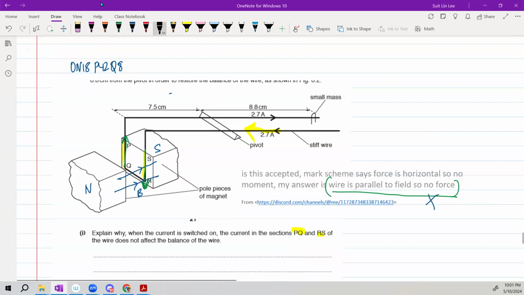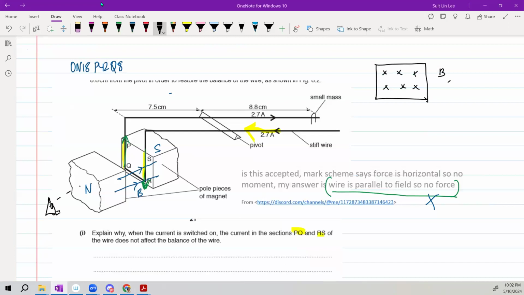Because if I draw a view from here, let's say I put my eye here, what I see is this magnetic pole, and let's say the magnetic field is going into the paper. Then my coil or my turns of wire look like that. This is SR, down here Q, and this is P. No part is parallel to B. Okay or not?